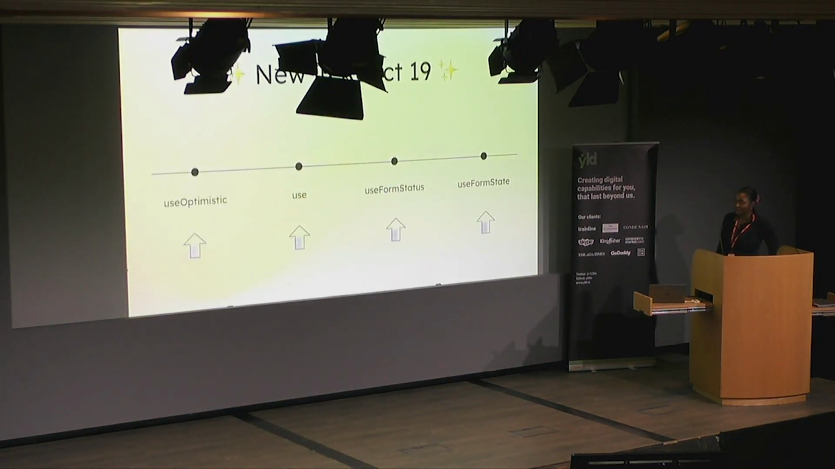All right, so now the fun stuff. React 19 recently released a few new hooks back in February. useOptimistic is the first one. The second one, use, is a very interesting name choice. And then useFormStatus and useFormState. So I will be doing a quick demo of these 4 hooks.